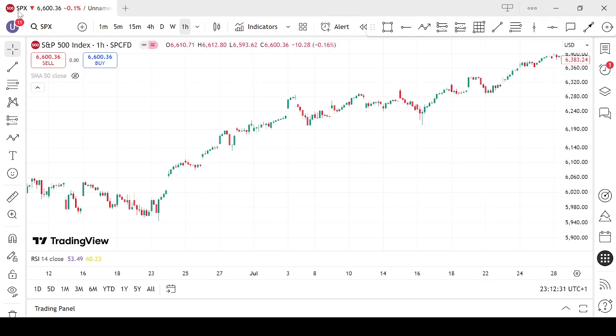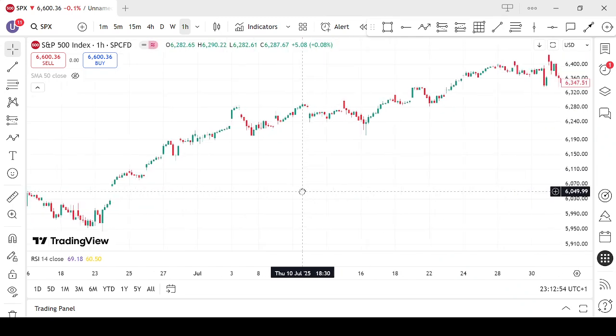This means you can profit from both rising and falling markets. If you believe the price of the asset will go up, you would open a buy or long position. And if you think the price will fall, you open a sell or short position. This flexibility is one reason why CFDs have become popular among traders.